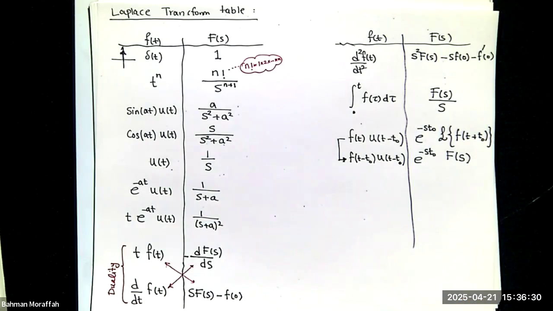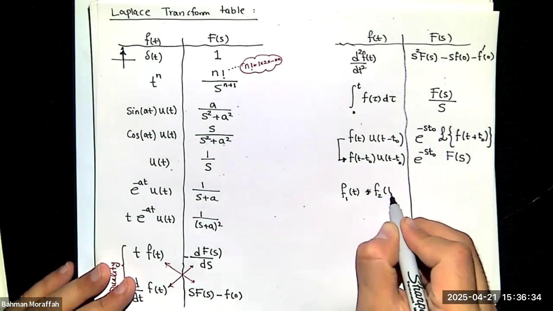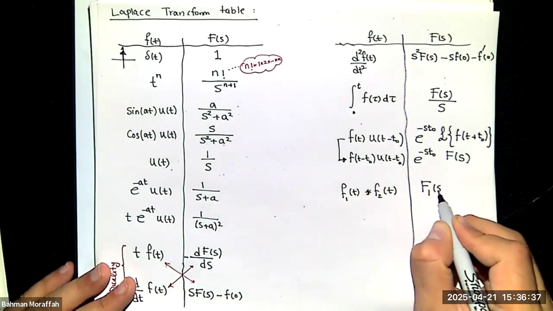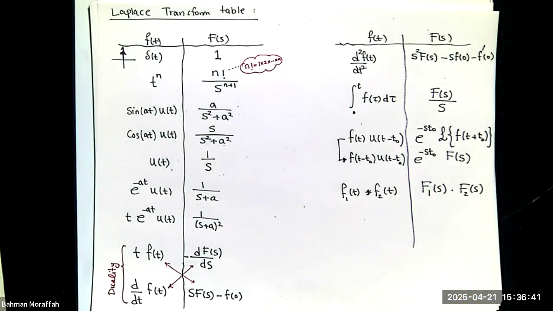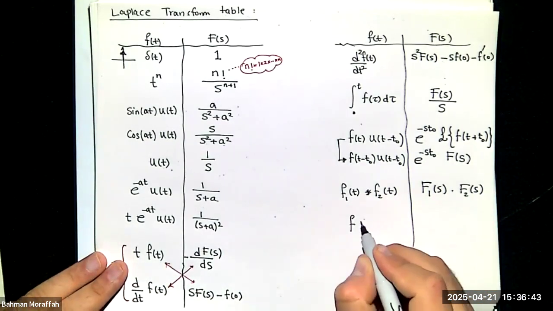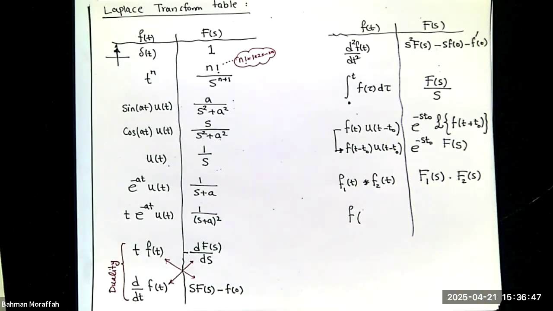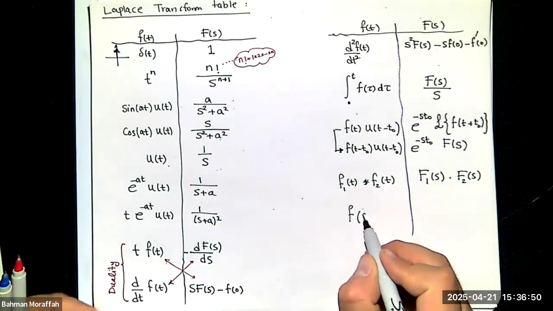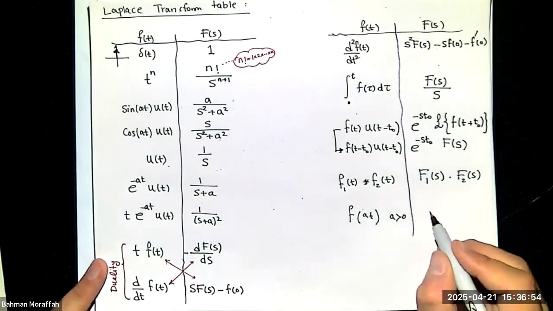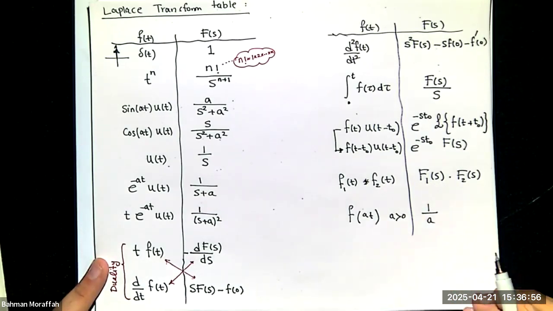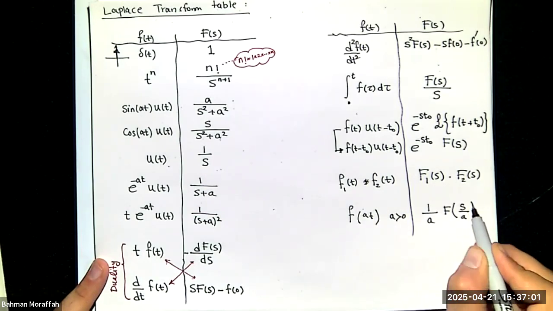If I have two functions convolved, they're multiplied in the s domain, which is exactly the same as the frequency domain that we have. If we end up stretching or contracting any function by some a that's positive, the Laplace transform would be 1 over a times the Laplace transform evaluated at s over a.